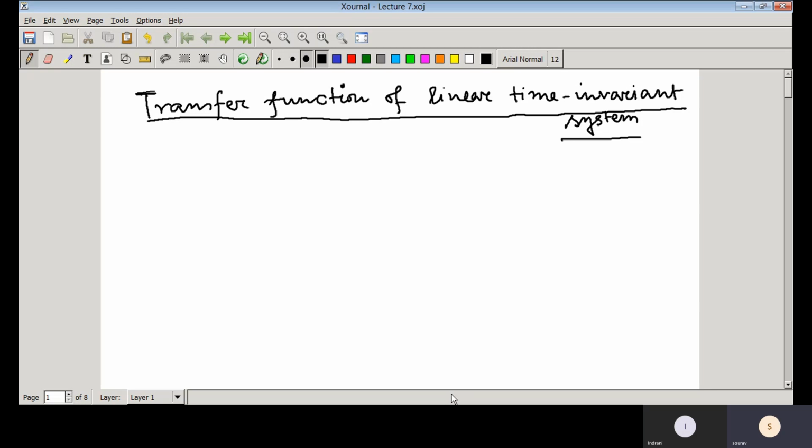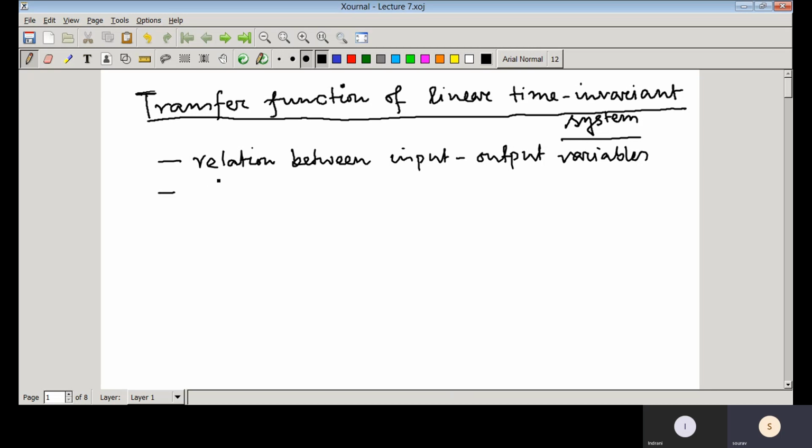So let us see what are the different attributes and important characteristics of the transfer function based modeling technique. This is the relation between input and output variable.